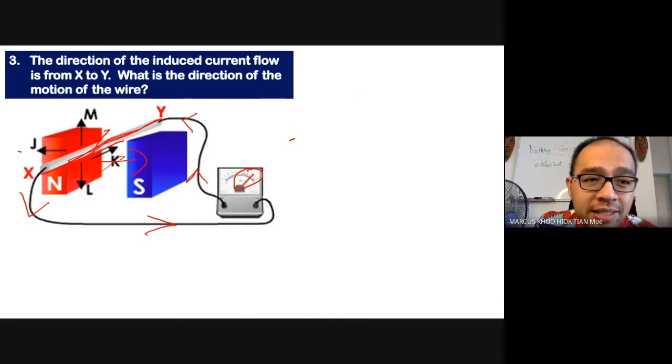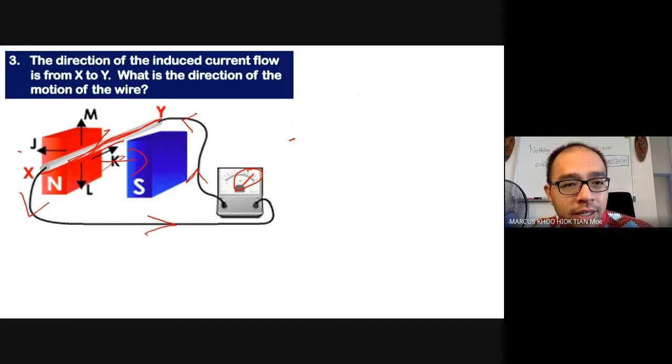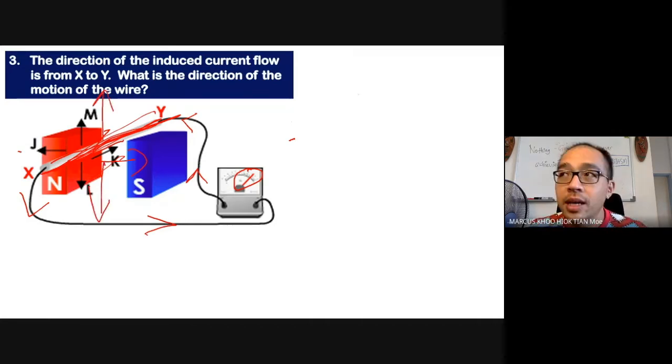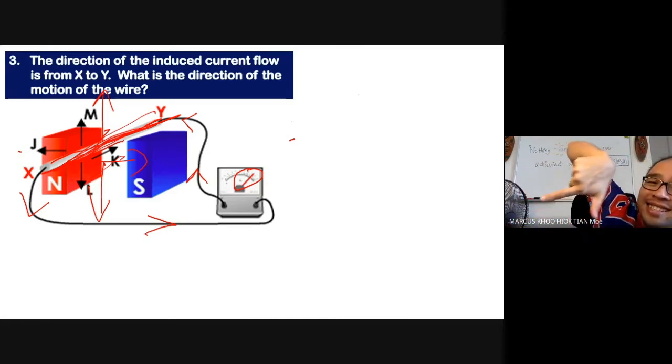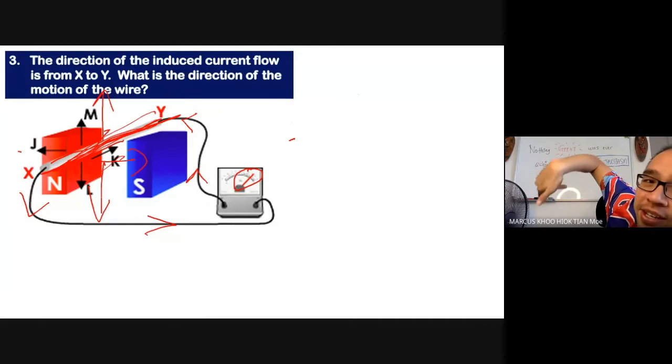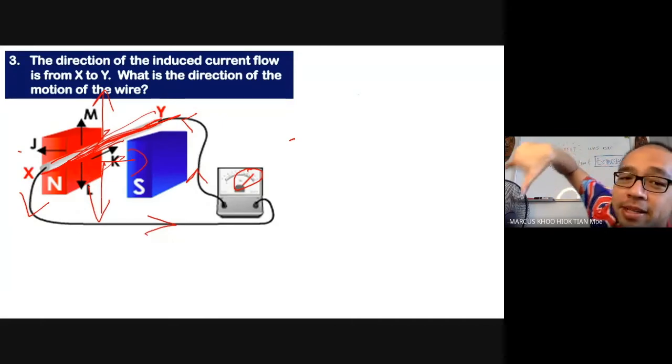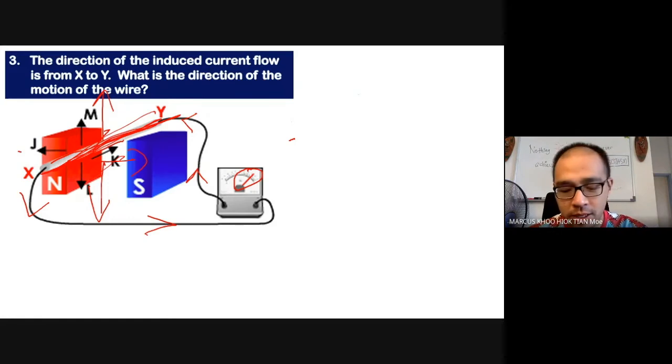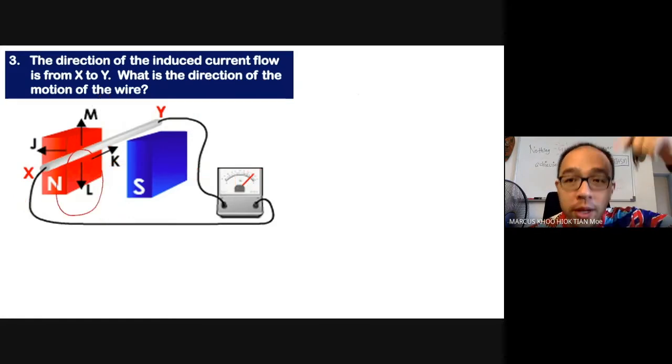Which direction is our wire going? Is it cutting upwards or is it cutting downwards? It's going towards L. It's actually going downwards. This slide is a little bit wrong, but think about it. North to south is here, but the induced current is coming this way. North to south is here, so your thumb is pointing down. So actually the answer will be this one. It's going towards the downward position.